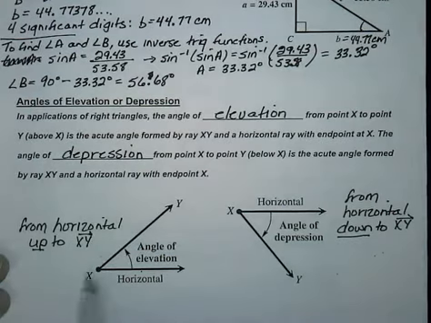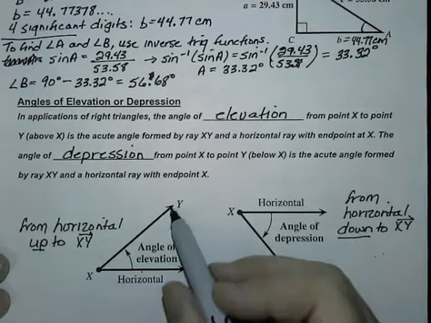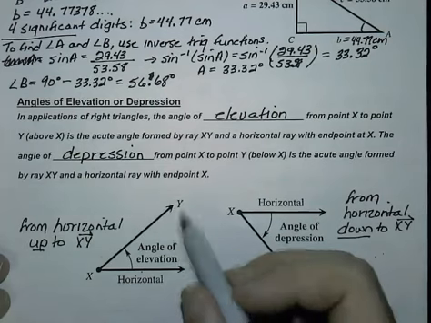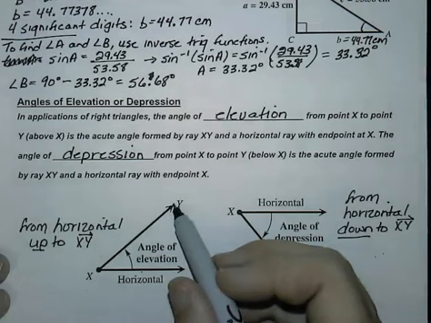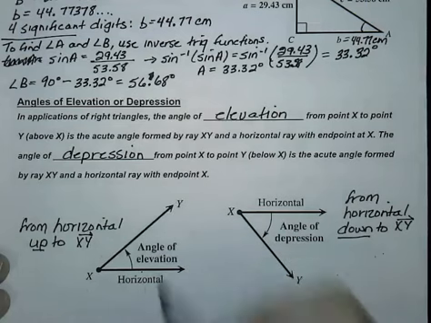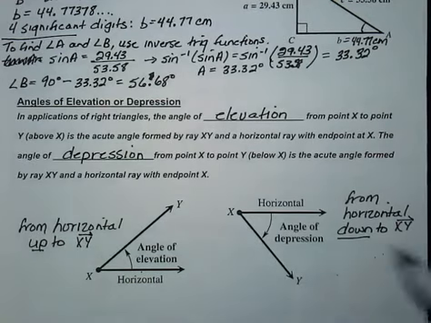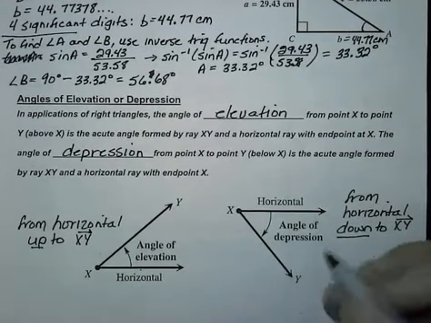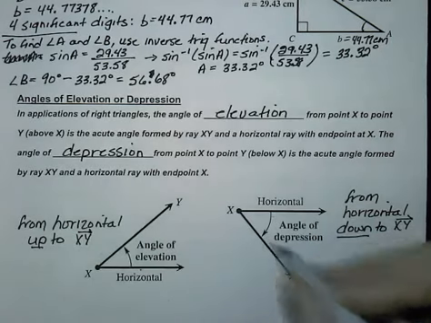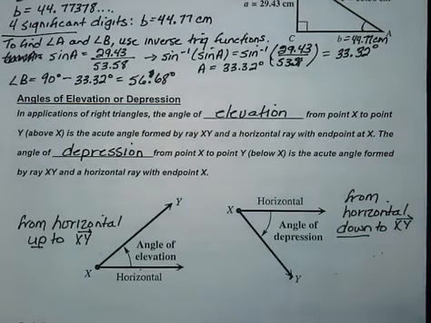So an angle of elevation means that you're going from a horizontal up to a point, and the angle from the horizontal up to that point is the angle of elevation. For an angle of elevation, you're always going from the horizontal up. For an angle of depression, you're always going from the horizontal down. We would have a horizontal, we would have a point down here, and the angle that we form by that is the angle of depression.